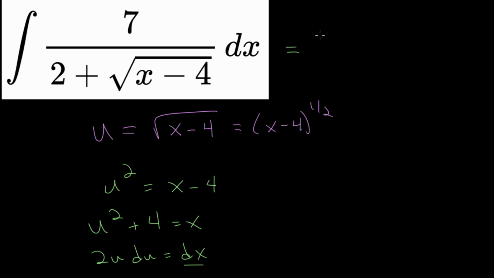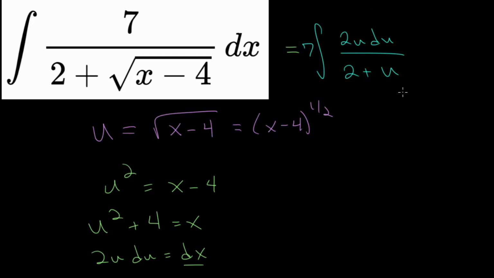And rewriting this, we'll have the integral, and actually we can factor the 7 out to start, of dx over this bottom expression. And dx is 2u du. And in this denominator, we have 2 plus this square root expression, but that's just equal to u. Now we've simplified our integral. We've gotten rid of our square root. And we can just make another substitution.